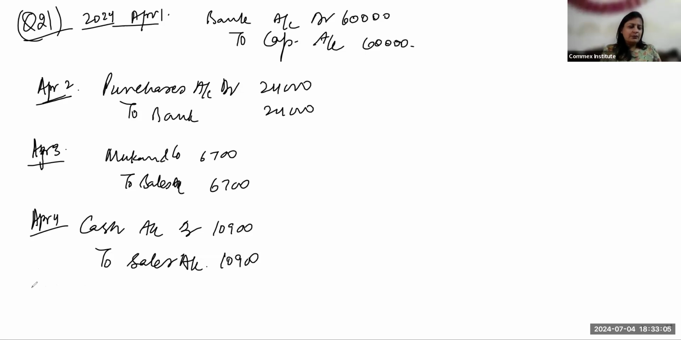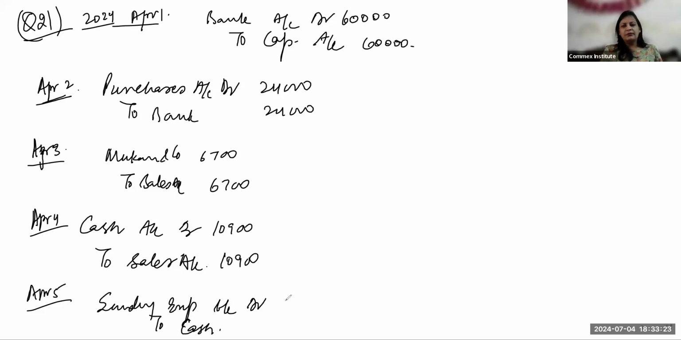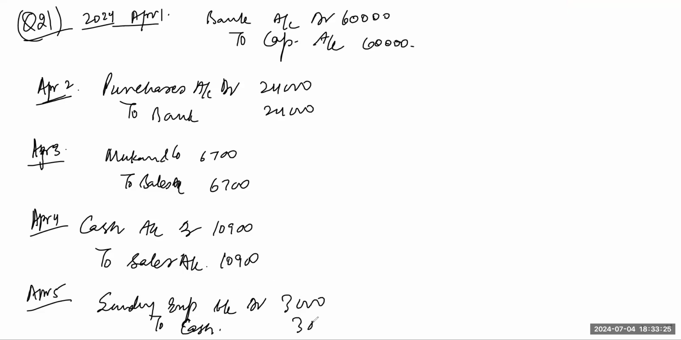Kavishi, next one, April 5. Paid sundry expenses in cash. So that will be miscellaneous expenses account debit to cash account, and the amount is 3,000. The narration is sundry expenses paid. 3,000, 3,000, okay? Oh, sorry, ma'am, 3,000. That was the previous one.